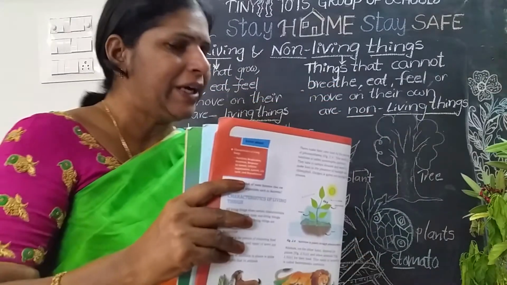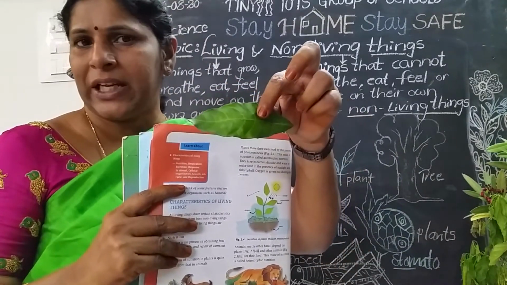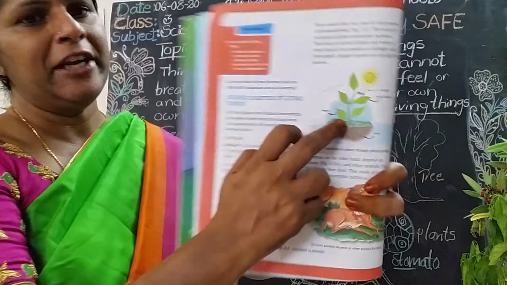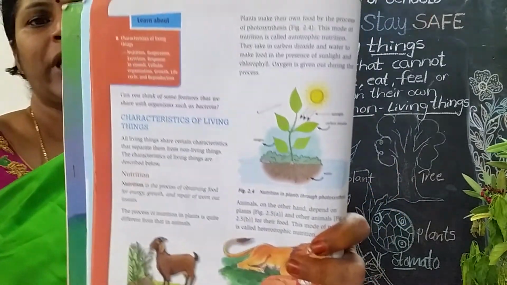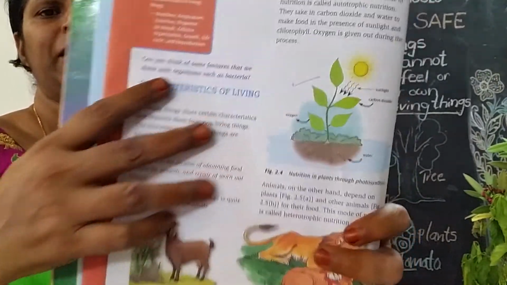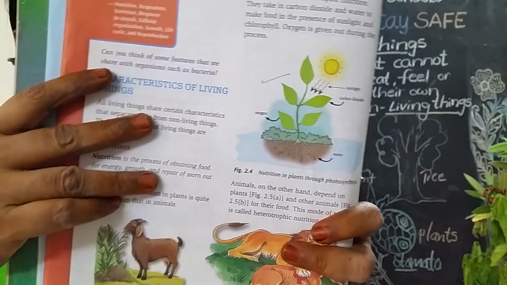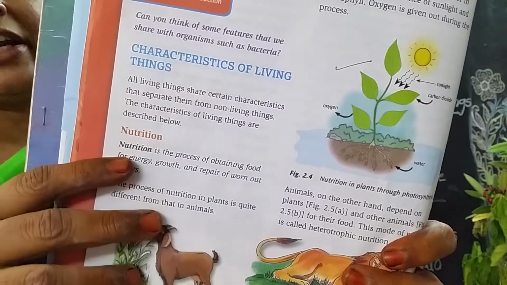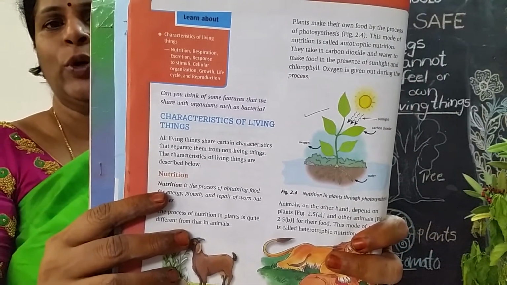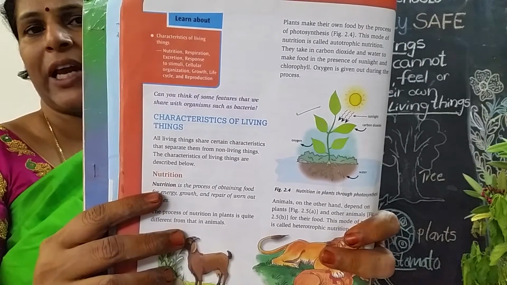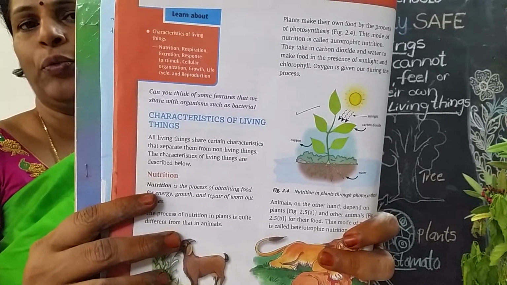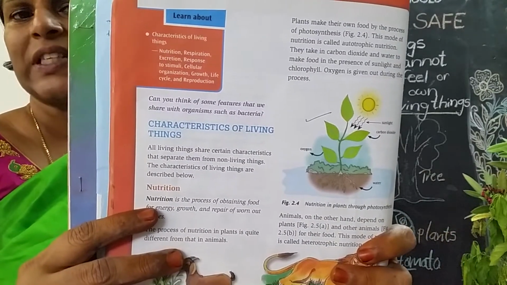Now this chlorophyll present in the leaf traps the sunlight from the sun. So green plants use sunlight from the sun, carbon dioxide from the air, and water from the soil. With the help of chlorophyll, they make their own food. That process is called photosynthesis.